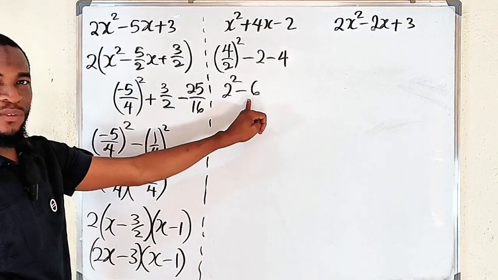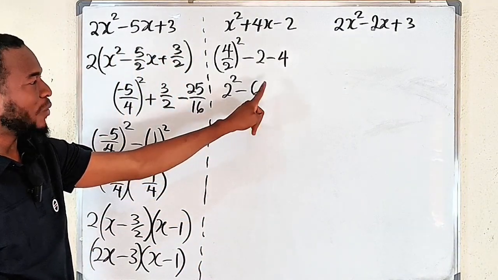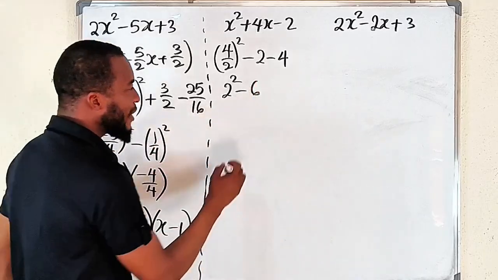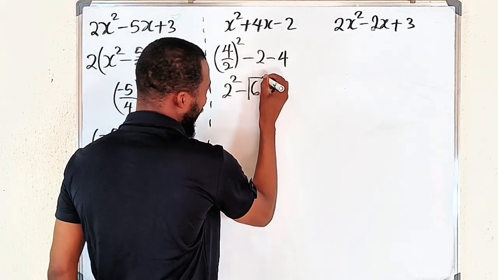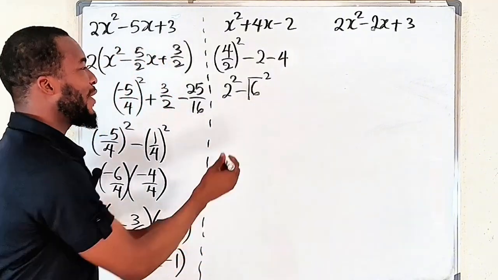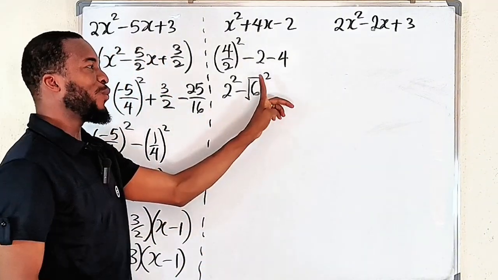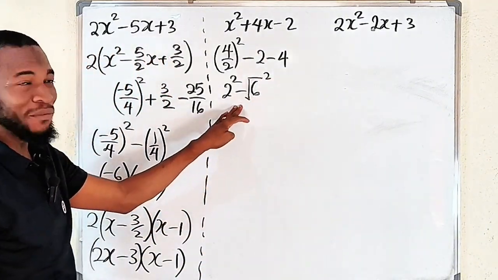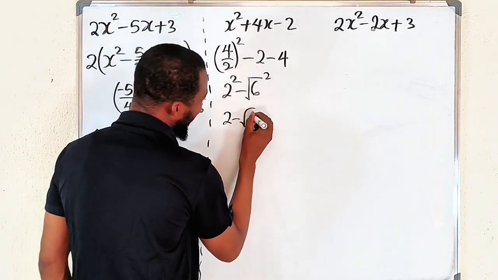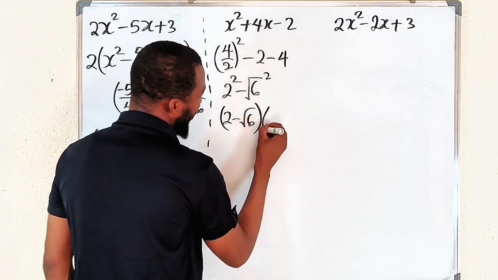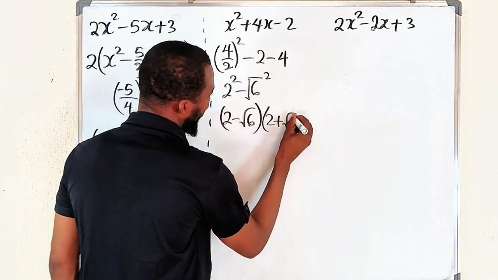But this is not a difference of two squares. How can we attach a power of 2 here? We can do that confidently by taking the square root of this number, then square that. Eventually, the power of 2 will cancel the square root. So this is what we have as a difference of two squares, so that we have 2 minus root 6 times 2 plus root 6.